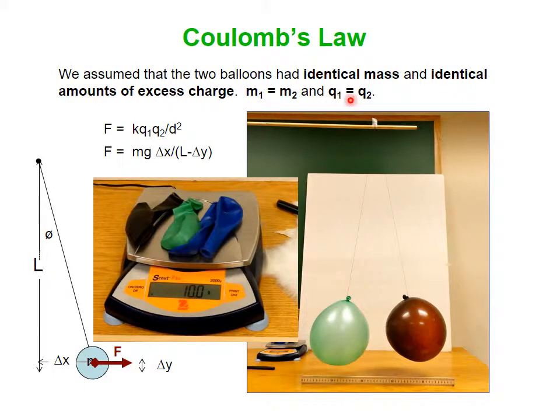We assumed that Q1 is equal to Q2, which allowed us to combine the product of Q1 times Q2 into Q times Q, or Q squared. If we didn't make this assumption, this is probably the critical assumption, we would have been stopped in our tracks. We would have had too many unknowns as we tried to make these two equations work together to find the charge.